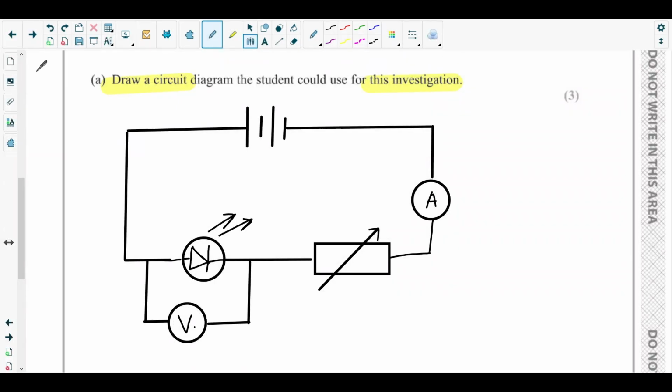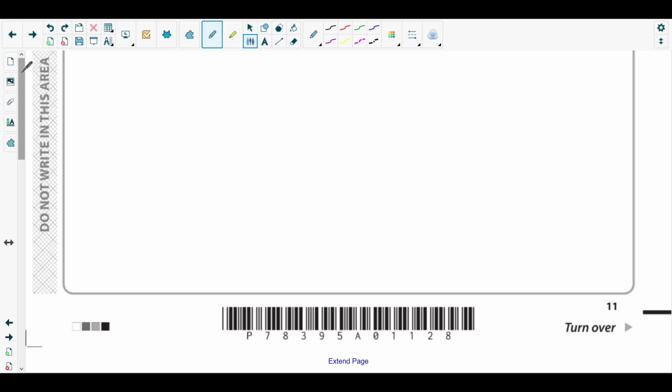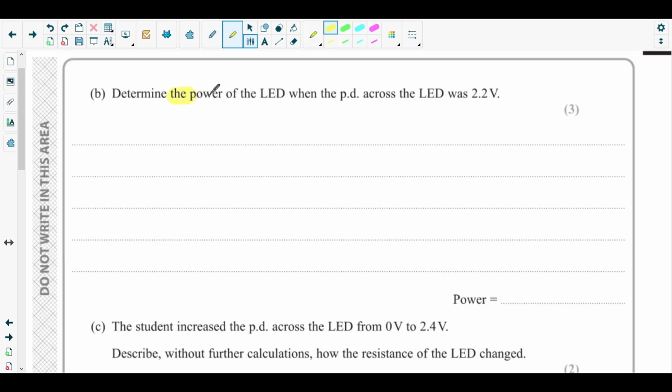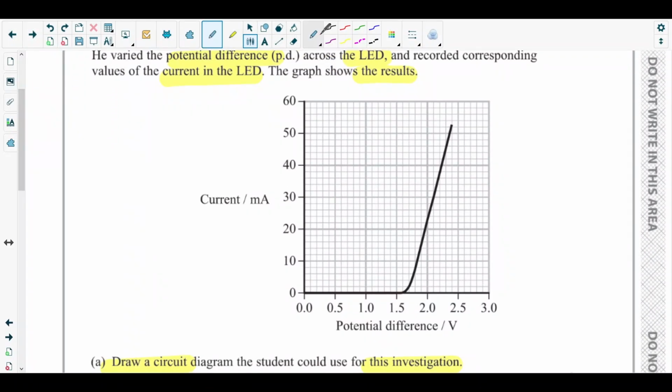Okay. Next is part B. In part B, the question says, determine the power of the LED when the PD across the LED was 2.2 volt. Okay. So we know the formula for electrical power is P equals VI, where V is the PD across the component. So here the component is the LED. So the PD across the LED is 2.2 volt. So we need the current. So we can find the current from the current to voltage graph.